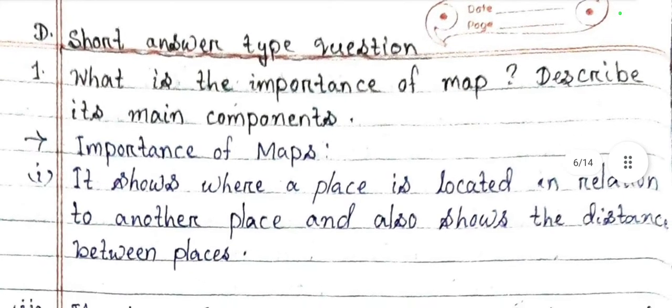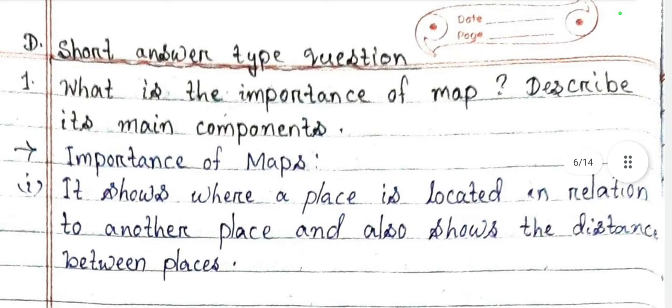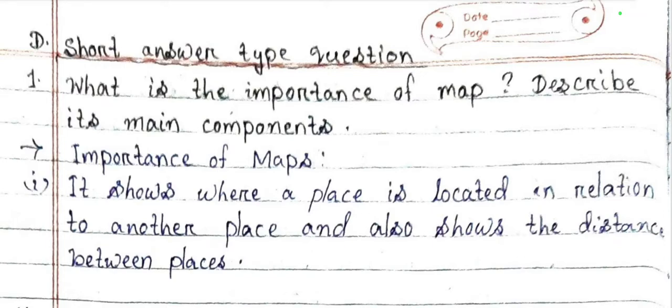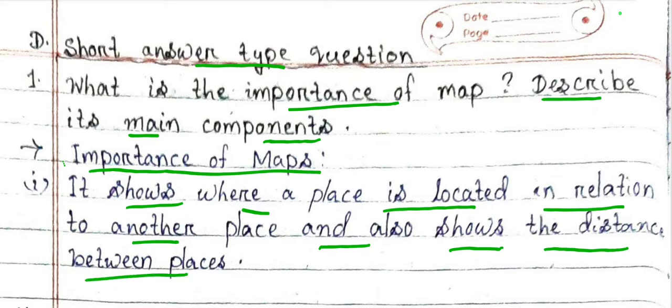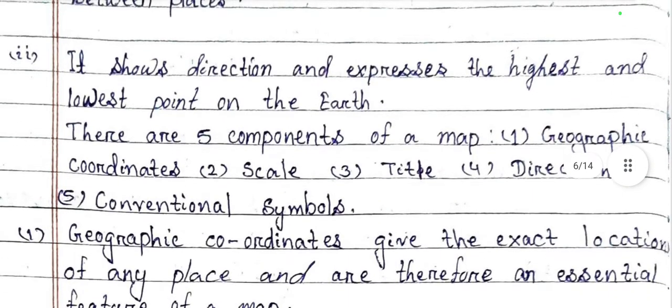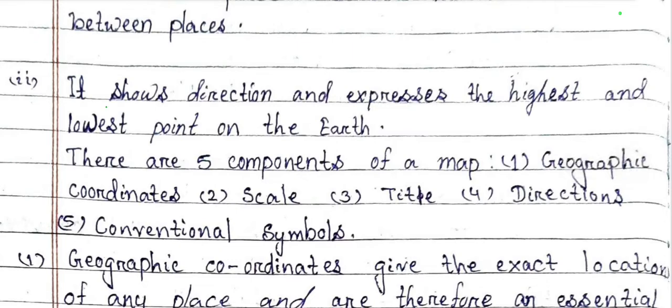The next question is question number D. This is your short answer type question. What is the importance of a map? Describe its main components. So first is the importance of a map. It shows where a place is located in relation to another place and also shows the distance between places. The next is, it shows direction and expresses the highest and lowest point on the earth.